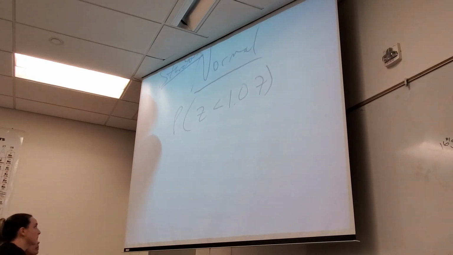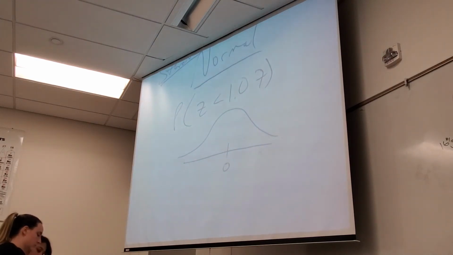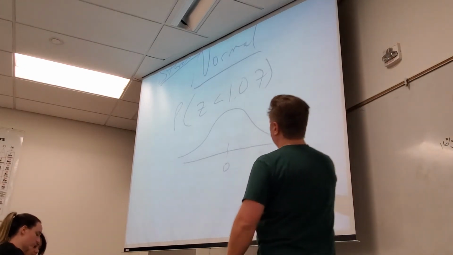Let's see if you can look that up. So if you draw it, where's 1.07? Now here's a huge thing. The picture is supposed to help you. I get people, now why did I put a 0 right there?